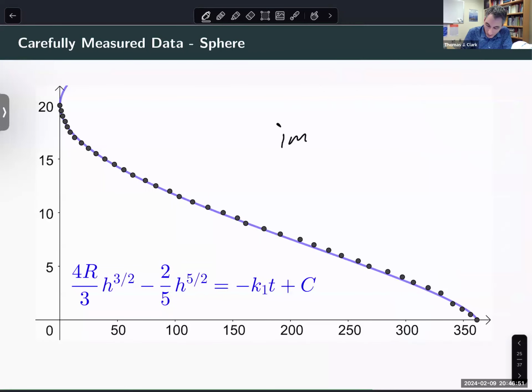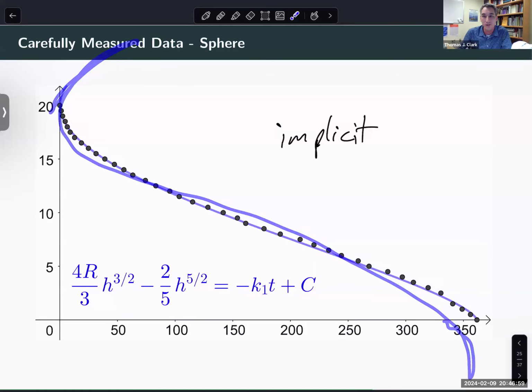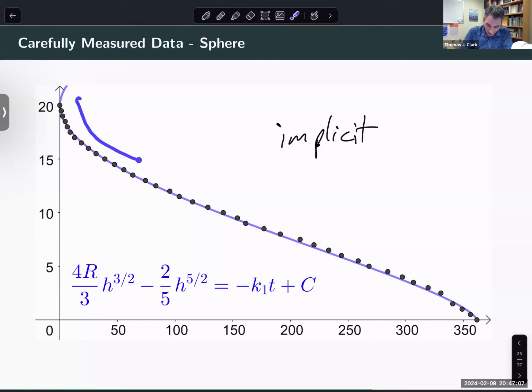It's again implicit. It's also kind of interesting because the solution does this funny little shape here. So the solution isn't really even a function. It's got all kinds of weird, interesting features going on. It's fast and then slow and then fast at the end, which is kind of interesting. The cone was slow, then fast. The cylinder was fast, then slow. The sphere is fast, slow, fast.